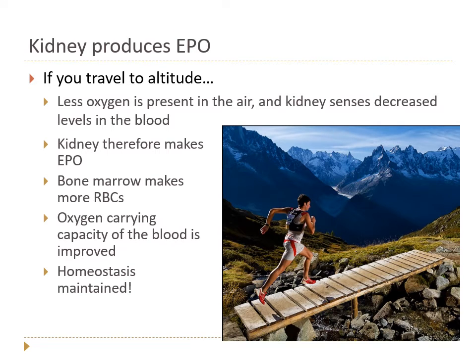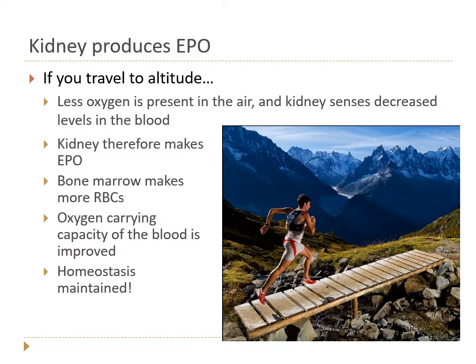This is the reason behind training at altitude that we talked about when we talked about blood, right? So when you go to a high altitude place like Aspen, Colorado, the partial pressure of oxygen is actually lower, so it's harder to absorb oxygen from the air into your pulmonary capillaries. And so your kidney is going to sense those decreased oxygen levels in the blood, make more EPO, so then your bone marrow is going to make more erythrocytes, and that's going to improve the oxygen carrying capacity of your blood, therefore maintaining homeostasis, right?